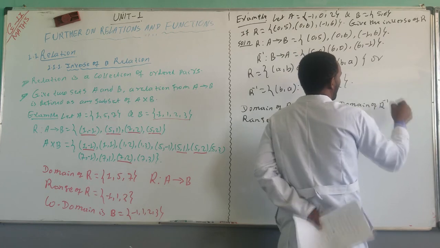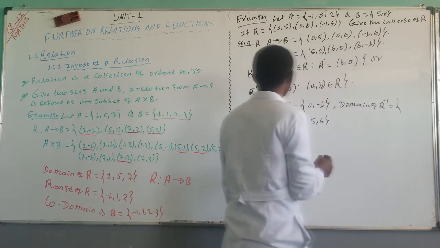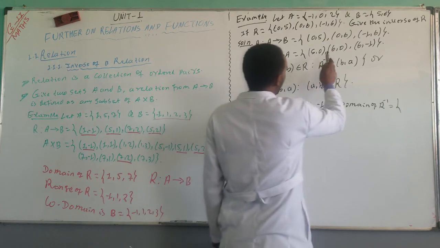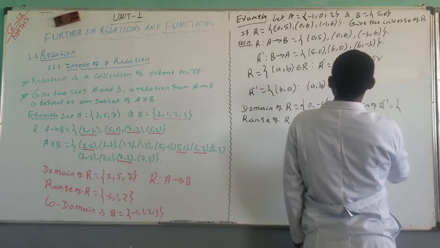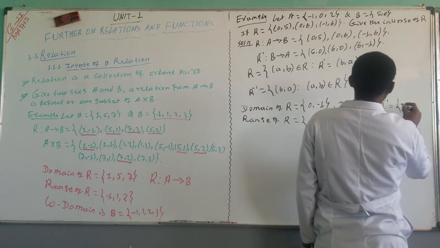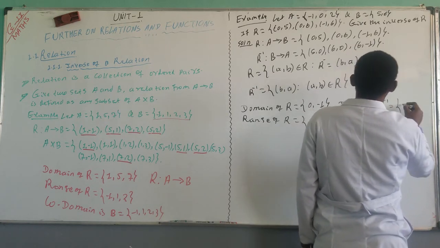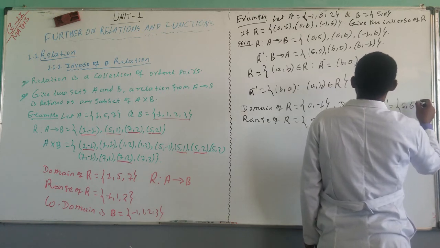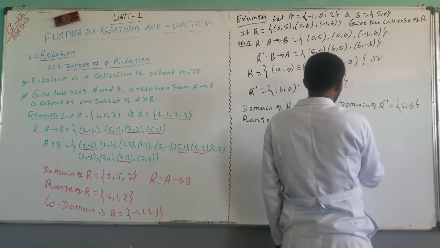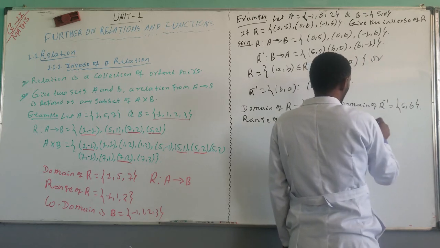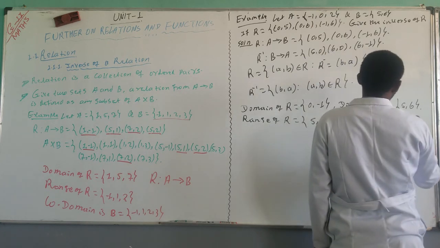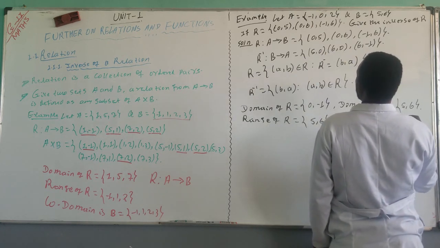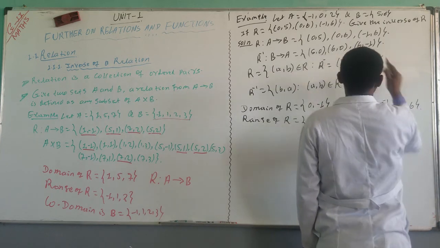Domain of R inverse: our R inverse is (5, 0), (6, 0), (6, -1). Then the domain of R inverse is 5, 6, and the range of R inverse is 0, -1.